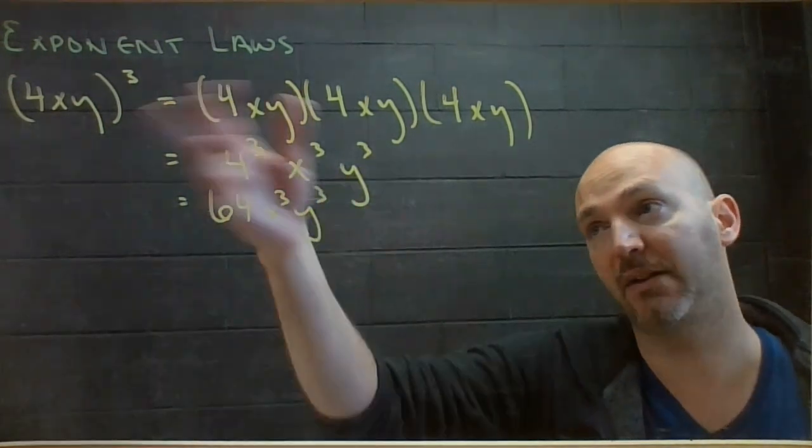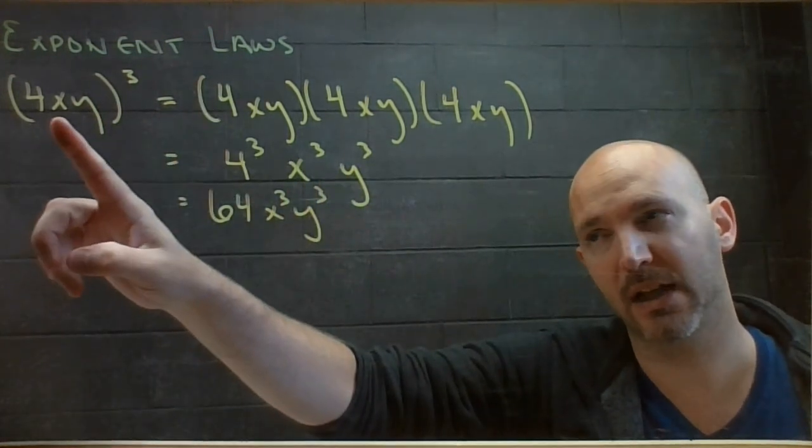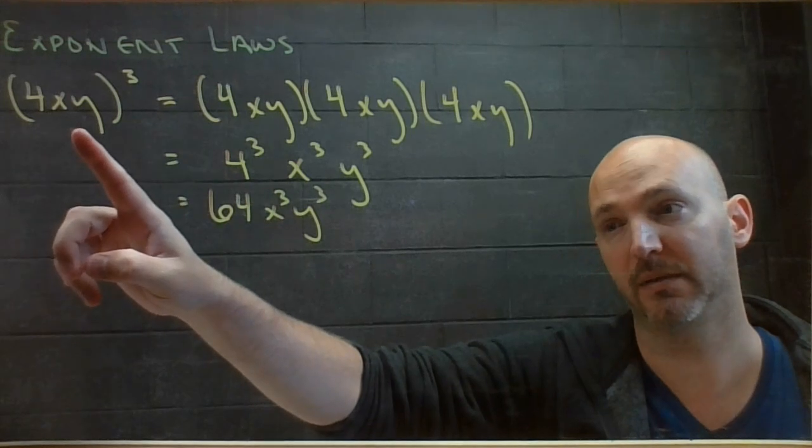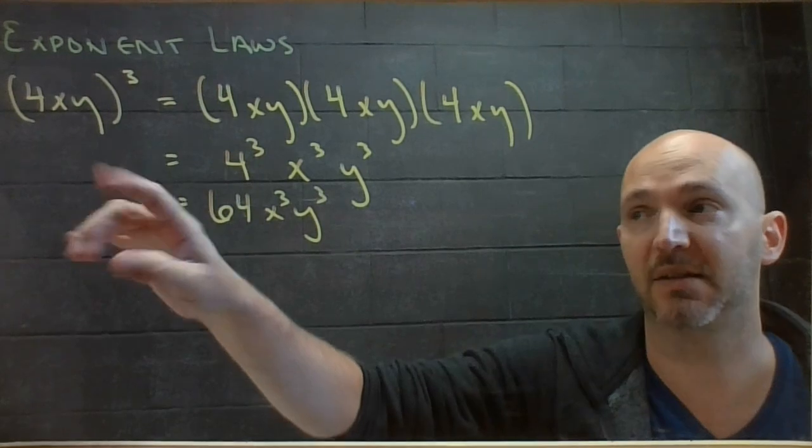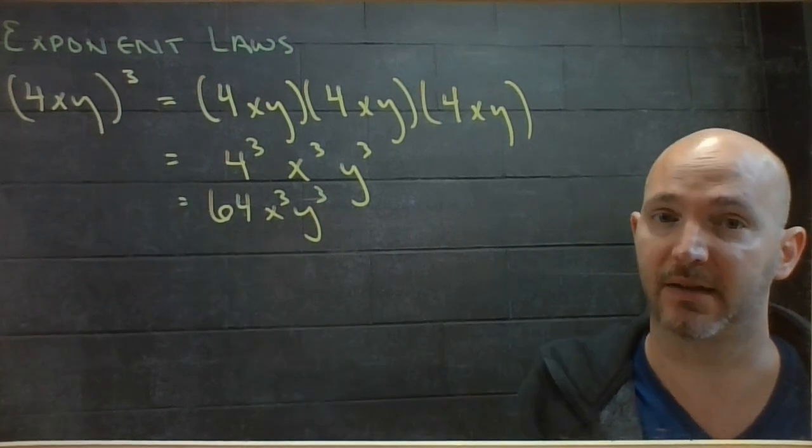So it doesn't matter how many things you put in there. As long as they're all multiplying each other, then everything gets the exponent. The 4 gets the exponent, the x gets the exponent, the y gets the exponent.